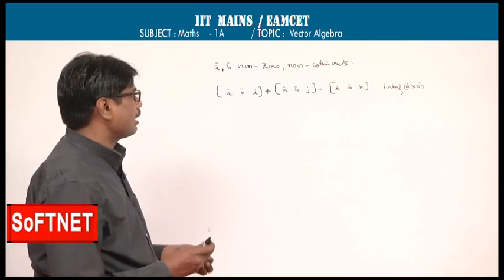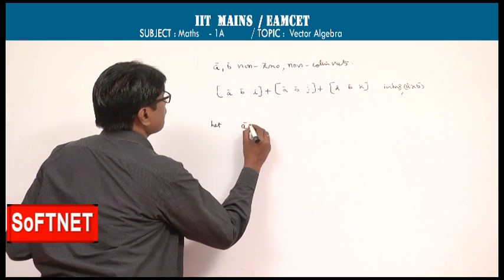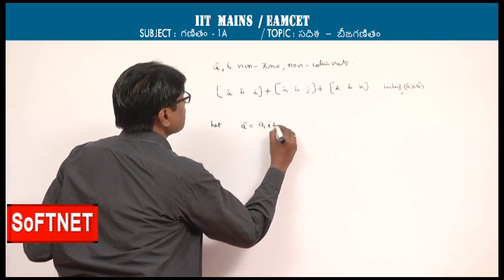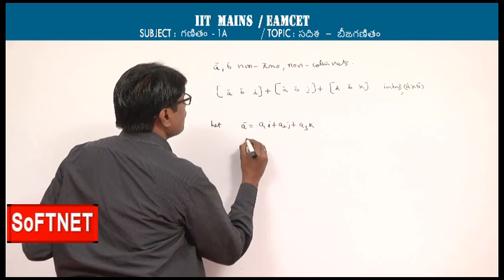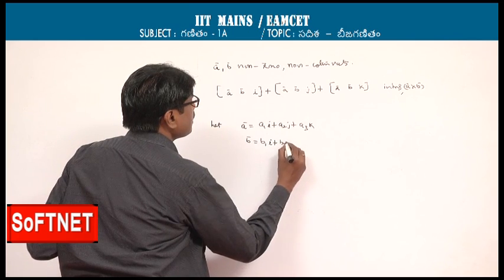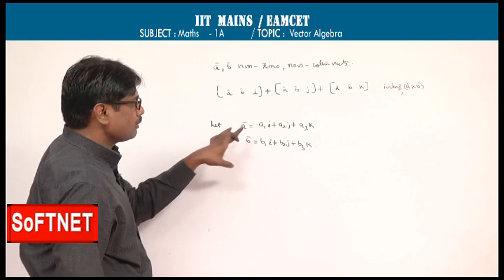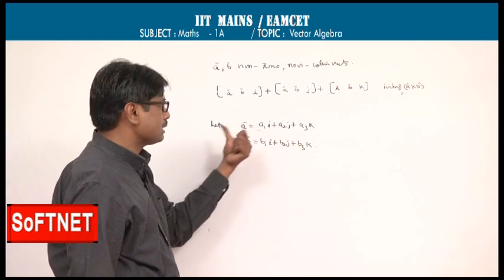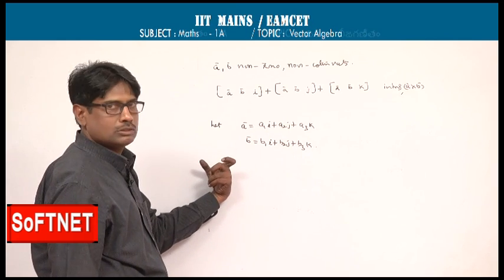Let A bar be equal to A1 I bar plus A2 J bar plus A3 K bar, and B bar equal to B1 I bar plus B2 J bar plus B3 K bar. What are A1, A2, A3? They are the direction ratios of the A bar vector. B1, B2, B3 are the direction ratios of the B bar vector.